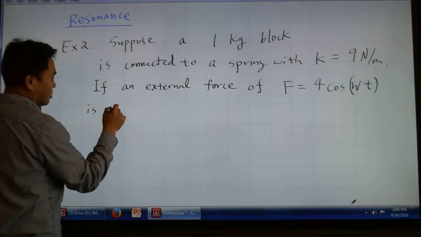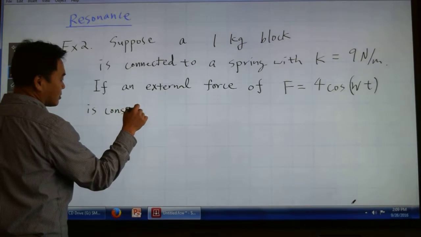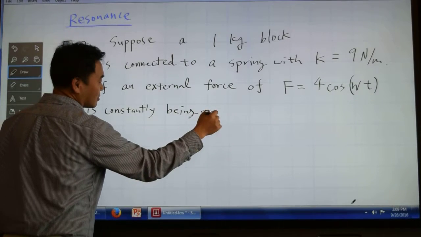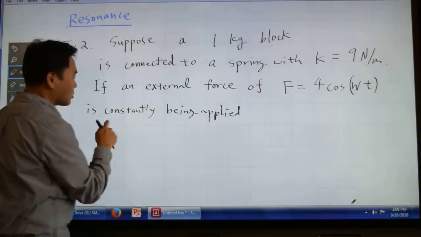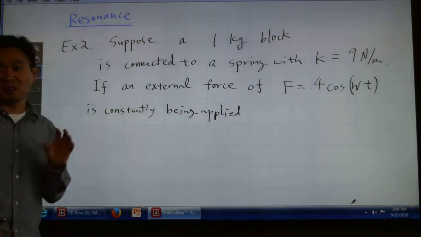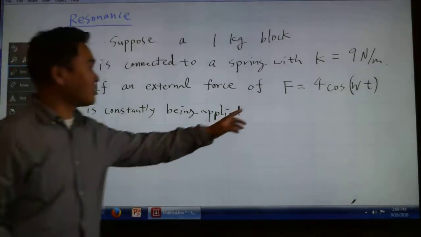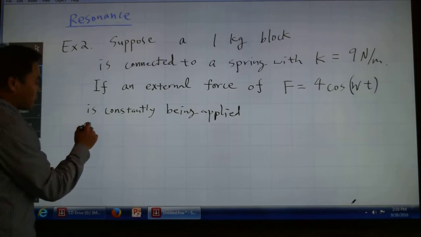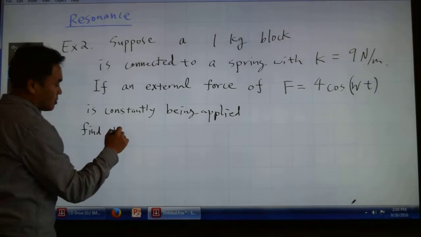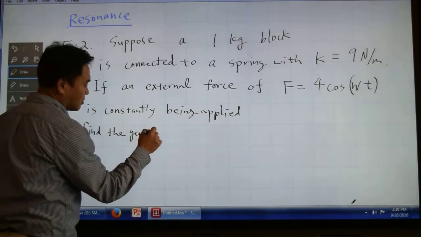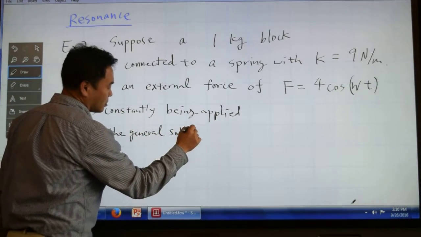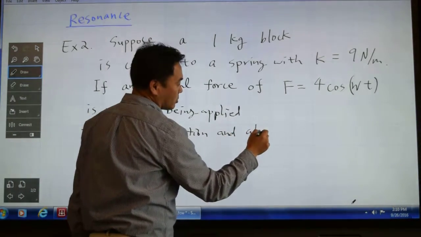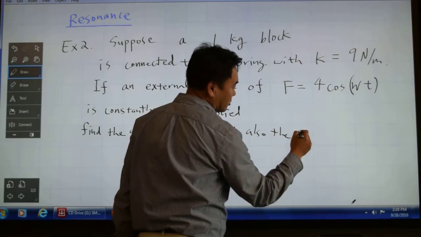It is constantly being applied. So don't take this constantly as meaning constant. I mean, this is always present. That's what I'm trying to say. Find the general solution, and also the resonance frequency.